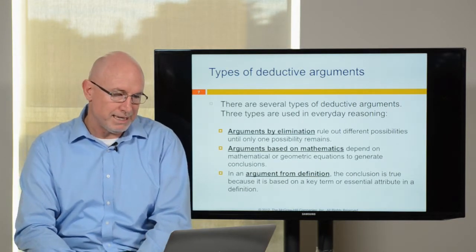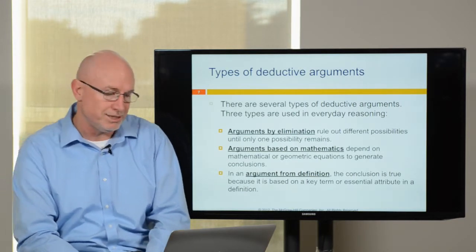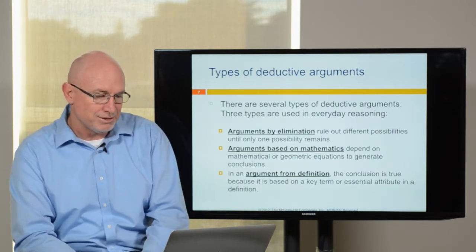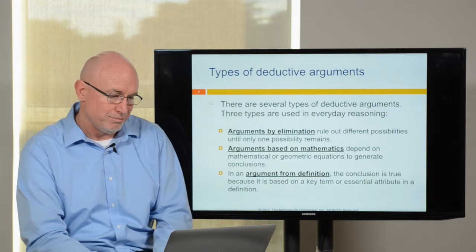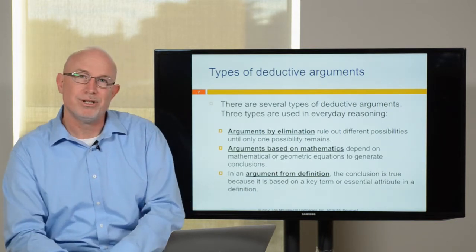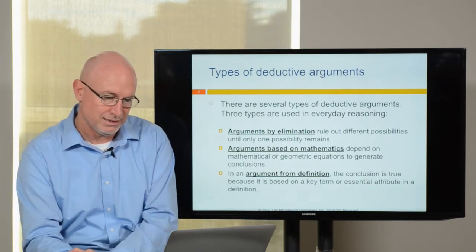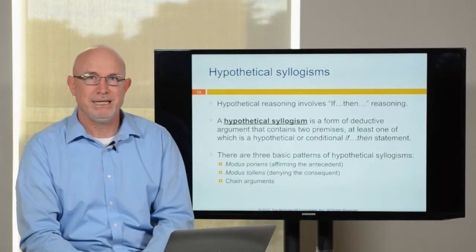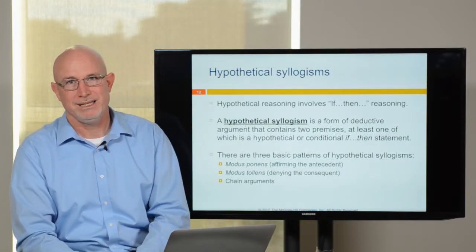Arguments based on mathematics depend on mathematical or geometric equations to generate conclusions. And in an argument from definition, the conclusion is true because it is based on a key term or essential attribute in that definition. Hypothetical syllogisms. Hypothetical reasoning involves if-then. If A is B, B is C, then A is C.